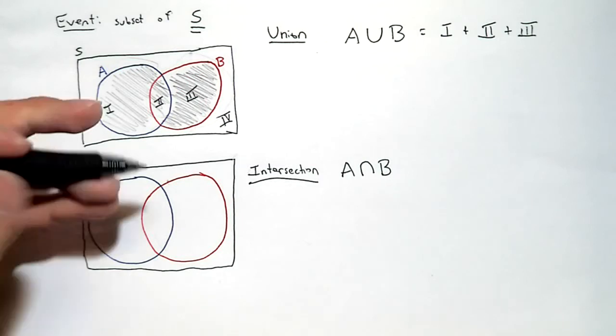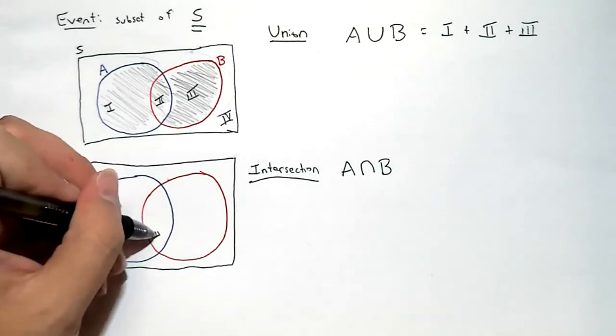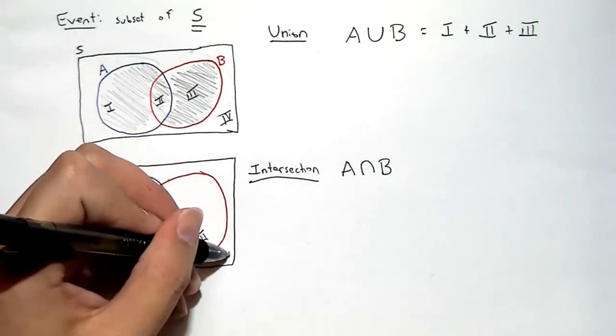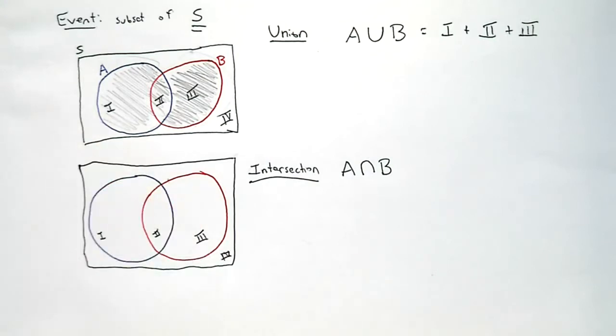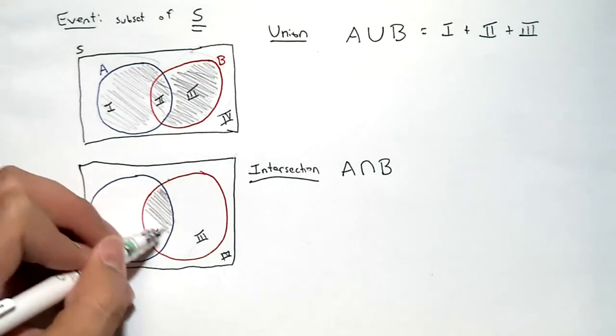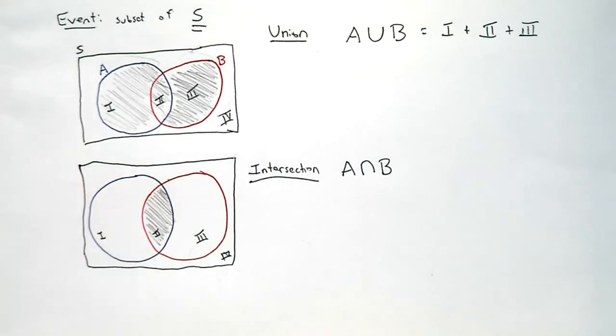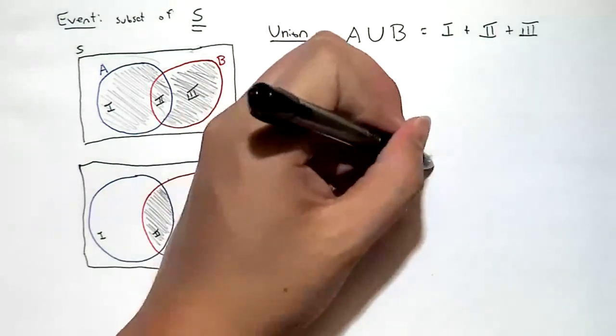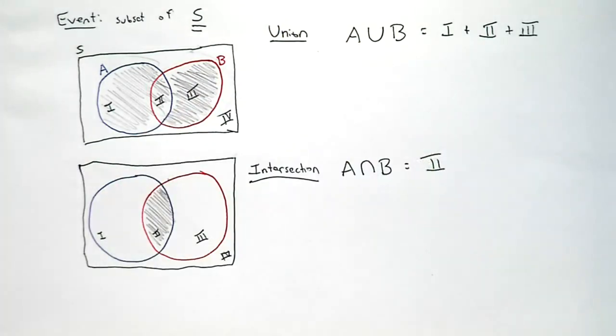If you look at here, once again, let's call these regions 1, 2, 3, and 4. What region is in both A and B? 2. Good. So the intersection of A and B would be only this region, which for this example would be region 2. Good. Don't memorize 1, 2, 3, 4 or anything, because the event can be anything that I want it to be.